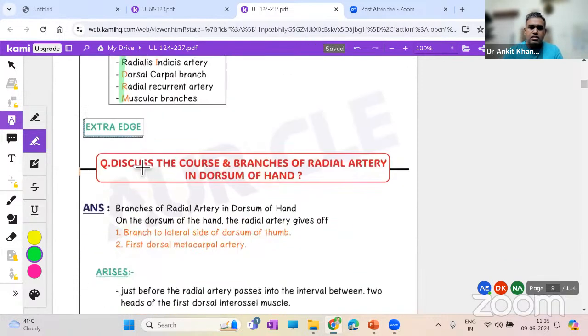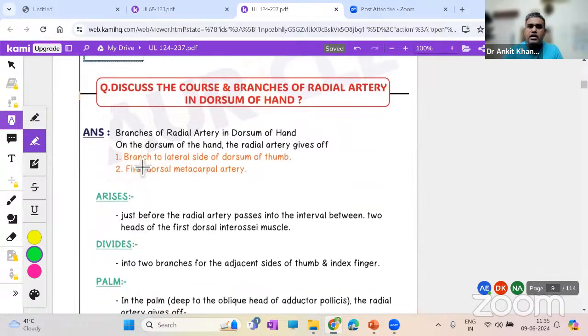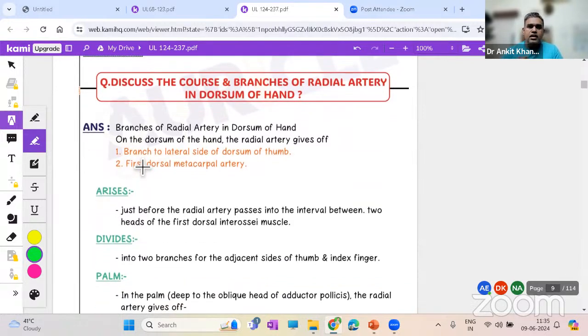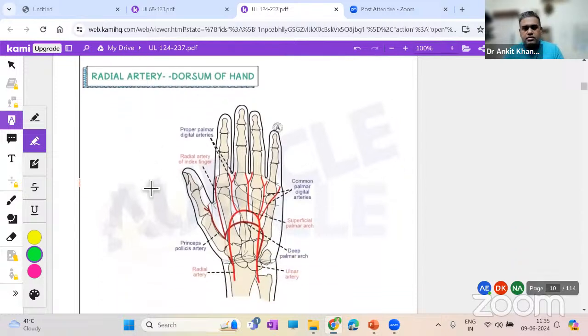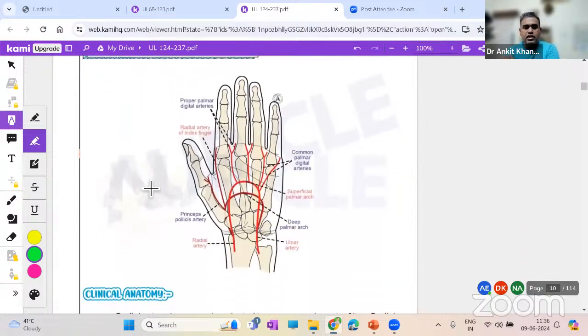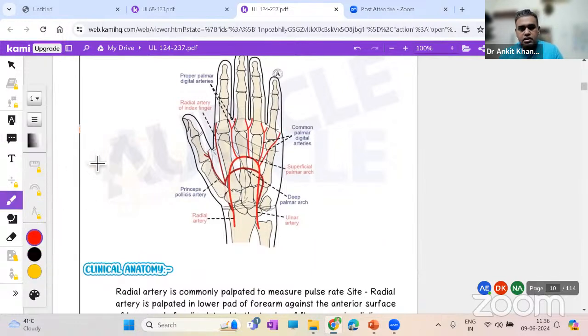Now, exercise: discuss the course and branches of the radial artery in the dorsum of the hand. So in the dorsum of the hand, they can ask about the radial artery course and all. Not very important, so we are just passing through it for theory exams, obviously. But this diagram is important over here. Remember, the radial artery is going to form which arch? The radial artery is going to form the deep palmar arch. So remember, the mnemonic will be DR for doctor. D is for the deep palmar arch and R is for the radial artery. Then you can make the diagram over here.